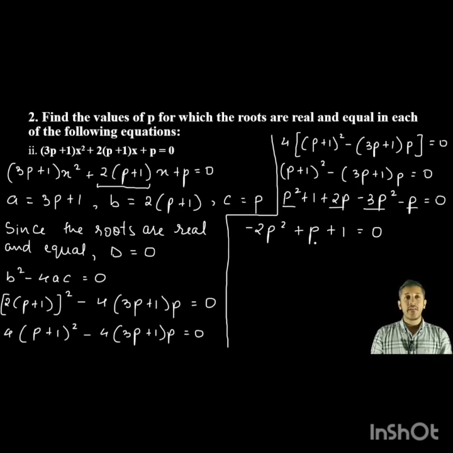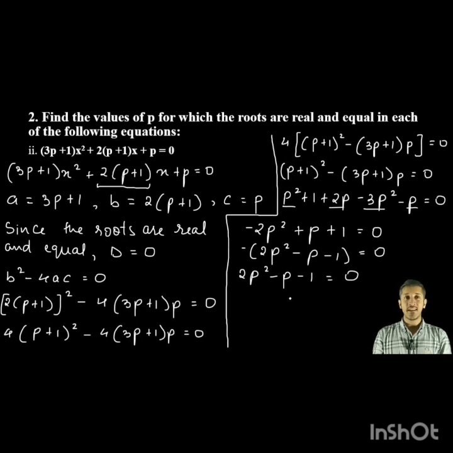From here let's multiply the whole equation by -1. Why are we doing that? Because we always want the first term here to be positive, so we'll take the minus sign common. What we will be left with is 2p² - p - 1 = 0. So on solving this, we have got a new quadratic equation.